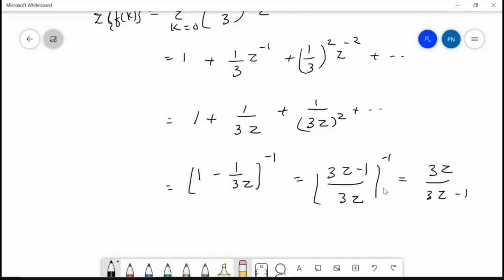About whichever point we are expanding, that value, that function, that value of x should be less than 1. So here we have written 1 minus x. This x is equal to 1 by 3z. So mod of 1 by 3z has to be less than 1. So tell me what has to be mod z.